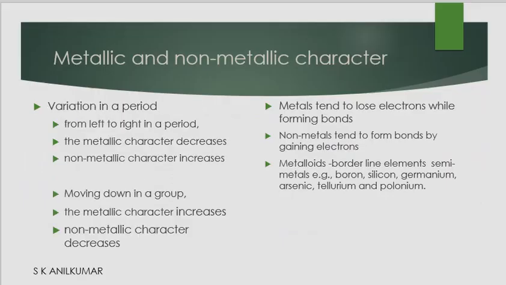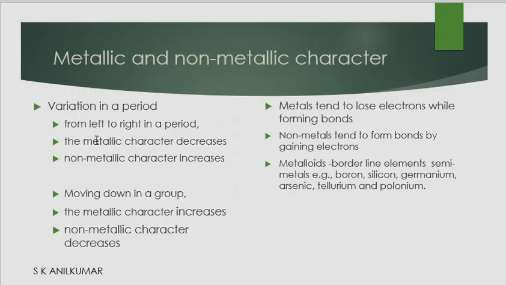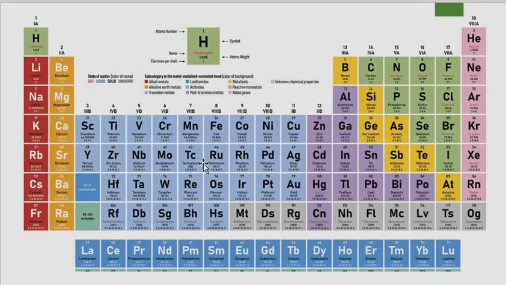After metals and non-metals, we will also look at the characteristics of these metallic or non-metallic elements. There is a variation in the period. From left to right in the period, the metallic character increases. That is why chromium is less metallic than manganese, and iron is more metallic than manganese. From left to right, metallic character increases and non-metallic character decreases.